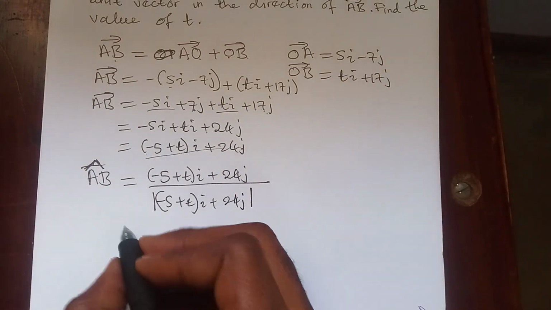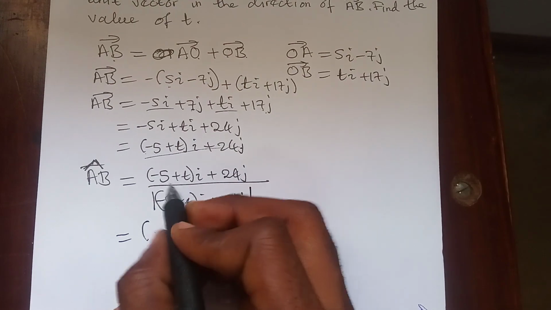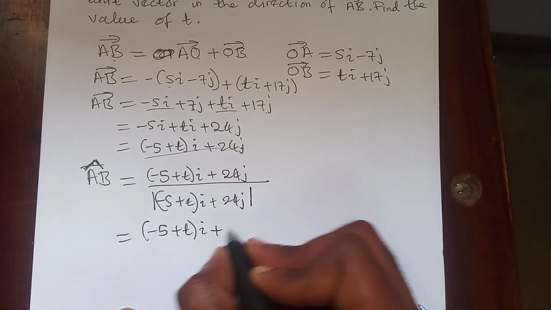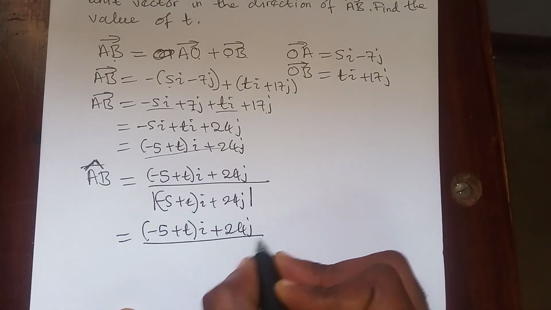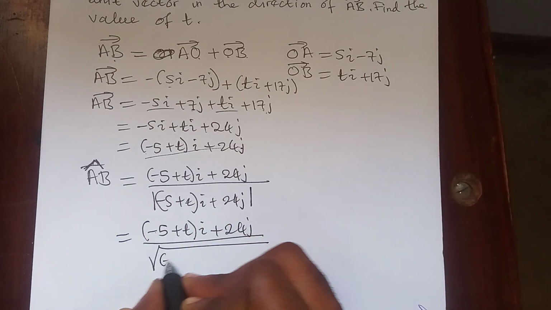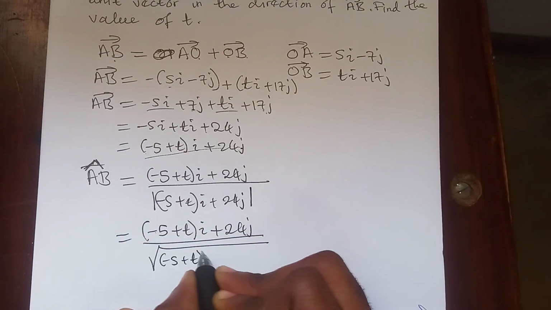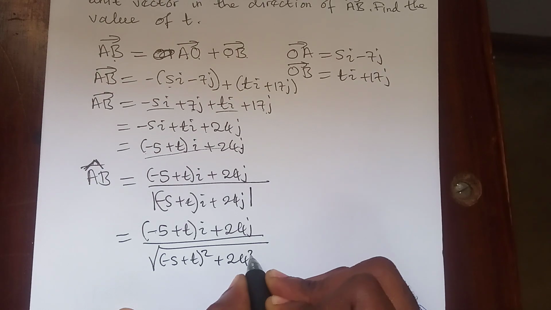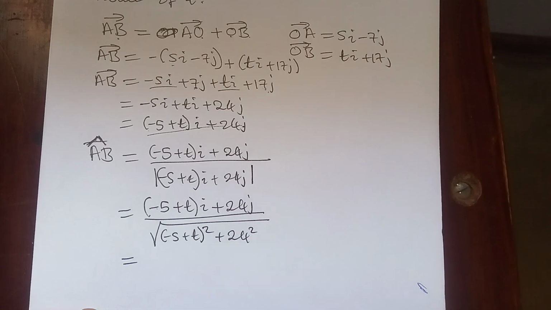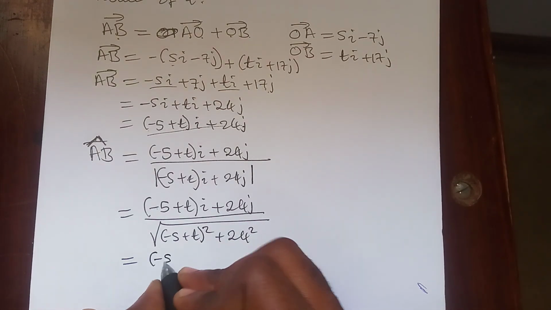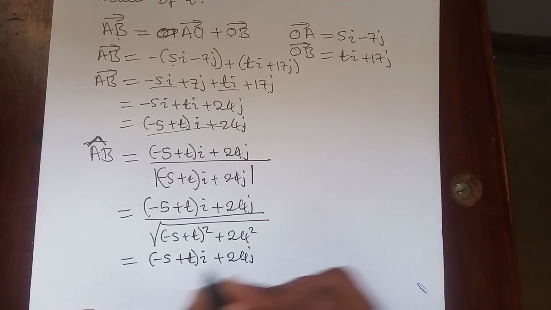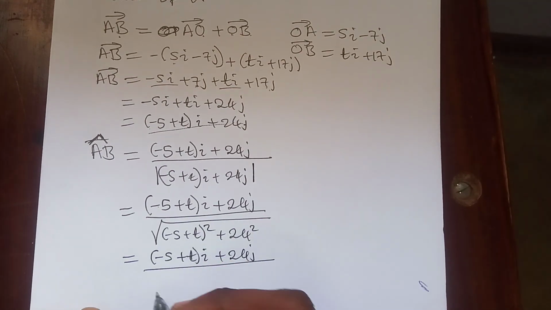So then this will be negative 5 plus t i plus 24j, then everything over the square root of (negative 5 plus t) squared plus 24 squared. Then you can square this.